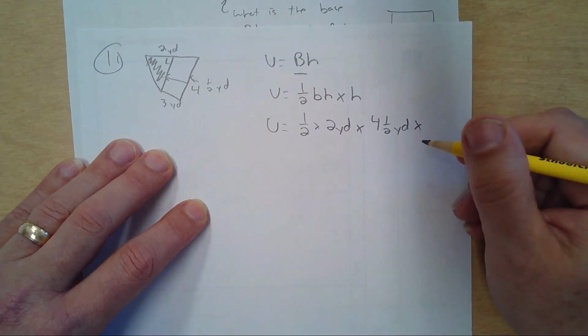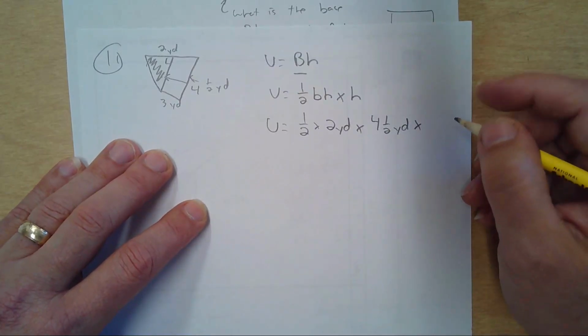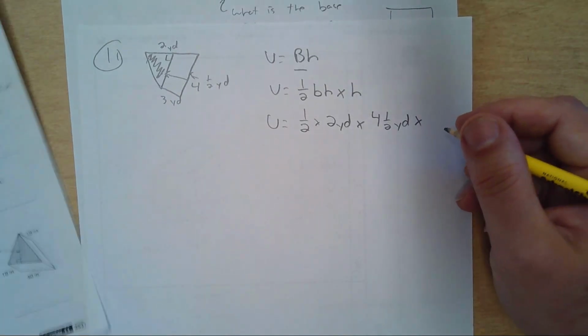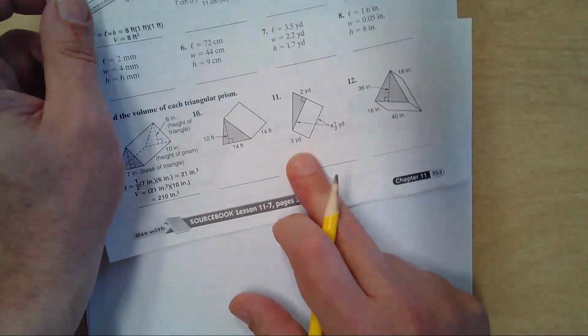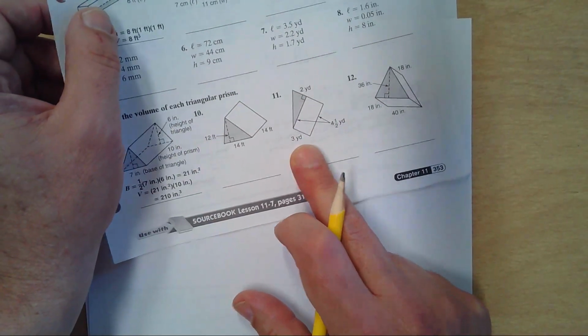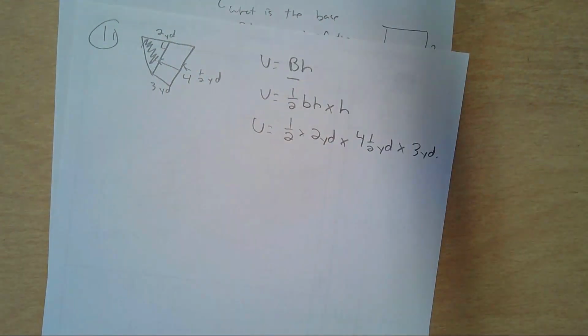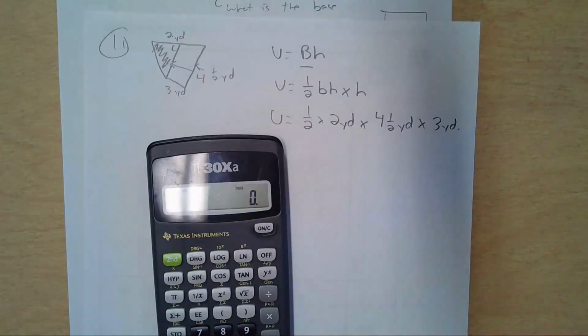And then what's the height of the prism? 5? What? 3. Oh, I was looking at the wrong side. I added up the 3 and the 2 for some reason, because 3 was on the wrong side. There wasn't even a 5 on there.